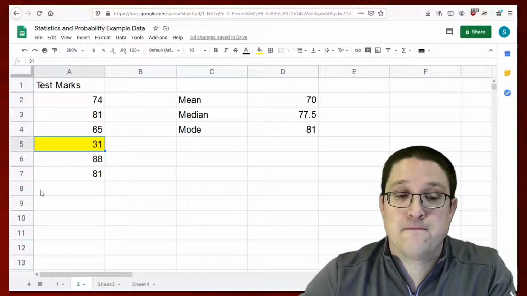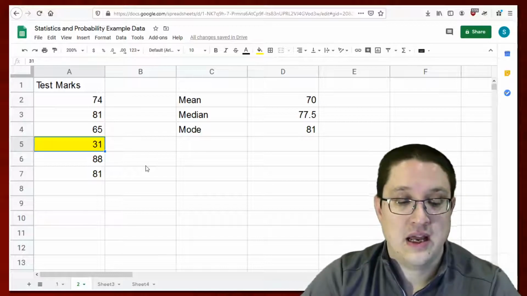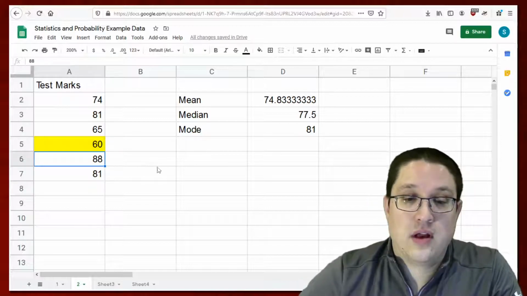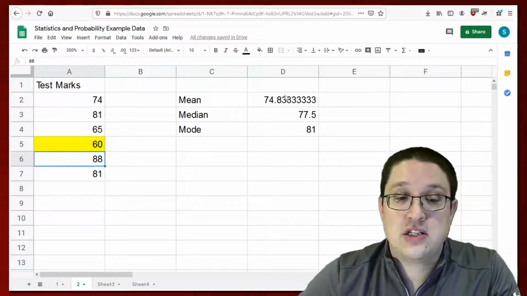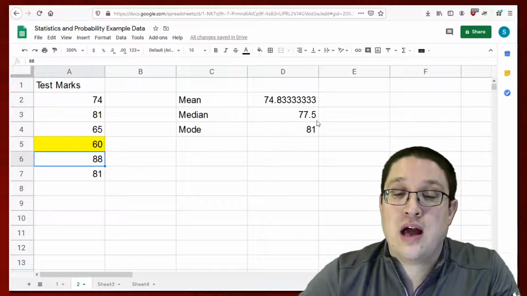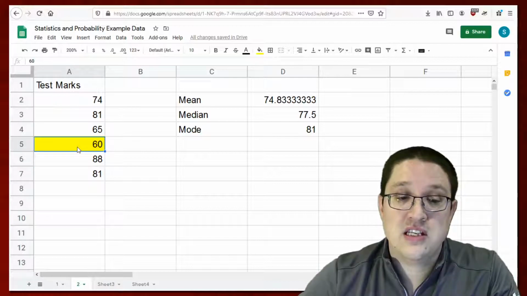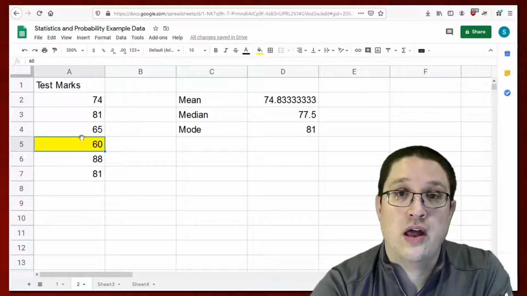So let's try changing it. Let's say that you redo this test, and instead of getting a 31, let's say that you get a 60 on that test. If you notice, our mean, our median, and our mode are a little different. Our mean has changed, but our median and our mode have not changed. We still have 81 as the most popular score, the most frequent. Our median is still 77.5, but our mean has gone up almost 75%. Now, this is because that score was an outlier. If I have an unusually high or an unusually low score, that can affect the mean.